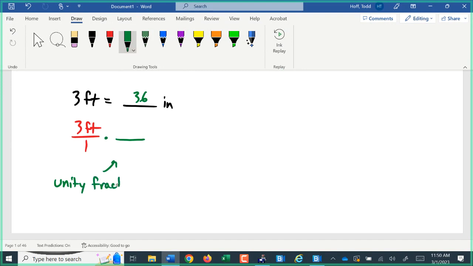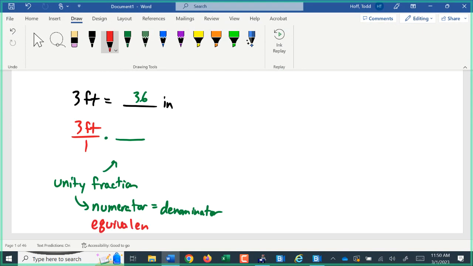Remember, a unity fraction is a fraction where the numerator is equal to the denominator. Well, any equivalency will give us that. What's an equivalency? Well, an equivalency is what we just put up above. 12 inches equals 1 foot. That's an equivalency. 3 feet equals 1 yard. That's an equivalency.